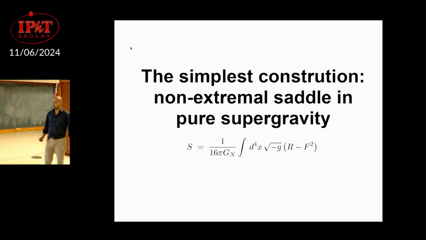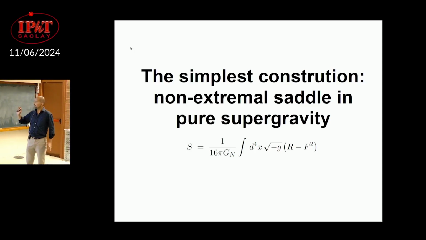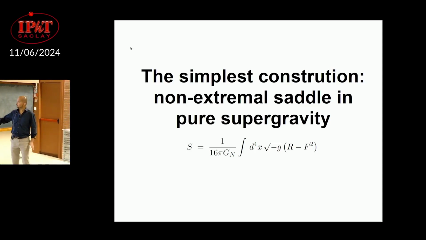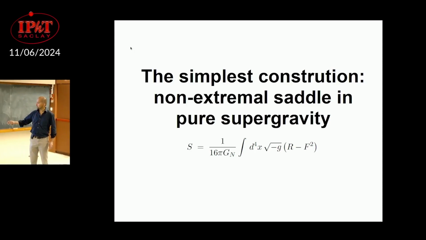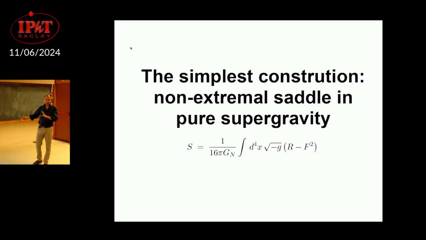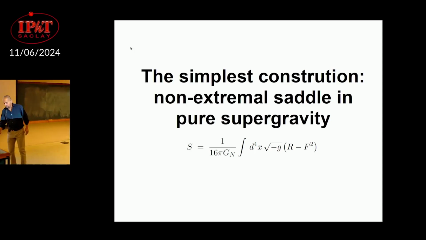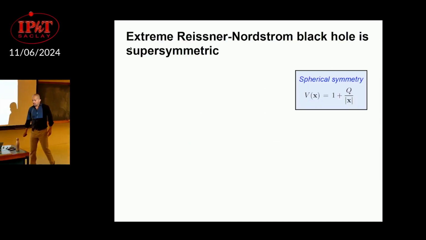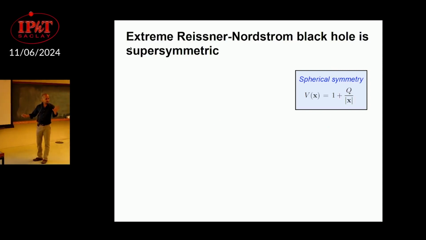So let me first start by illustrating this in the simplest context. This is just pure supergravity. Pure supergravity means that the bosonic action, so it's a 4-dimensional theory, is just Einstein-Maxwell theory. And then there are fermions which make it into supergravity, but the solutions we're talking about are bosonic. So let me first just review the extremal Reissner-Nordstrom black hole. That should be familiar to most people, and I'll use that as a starting point.